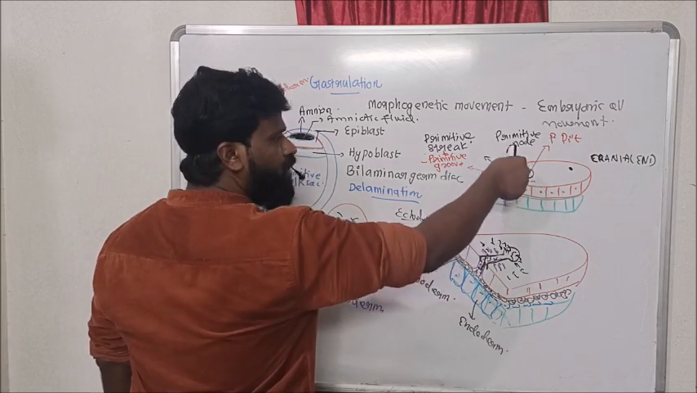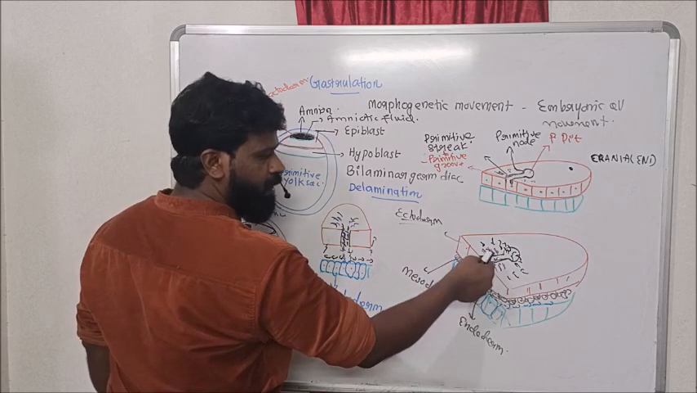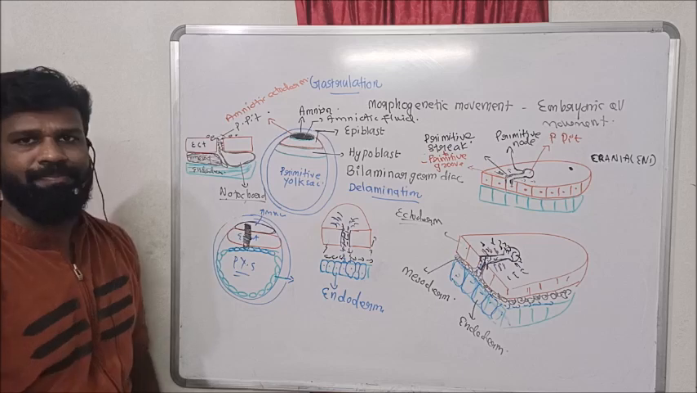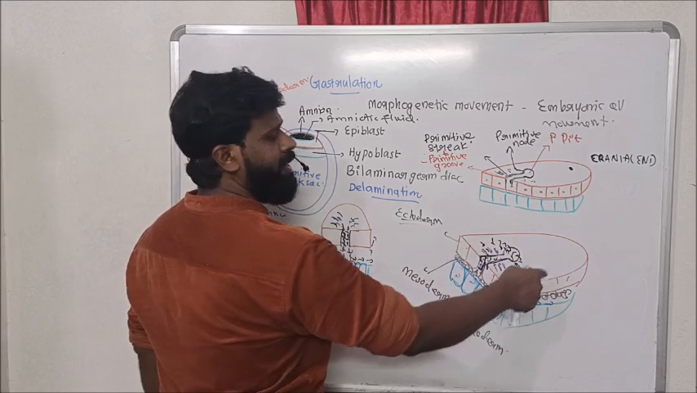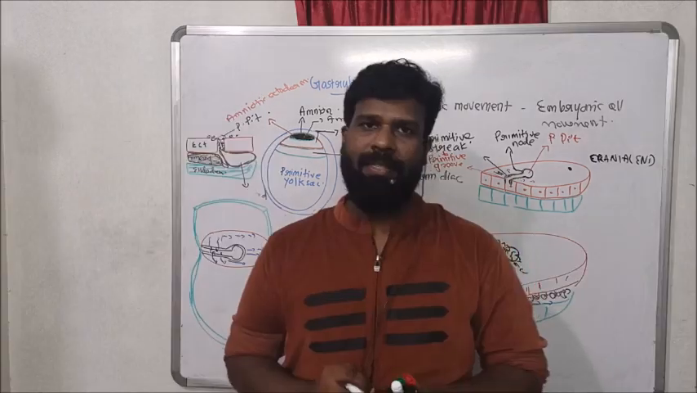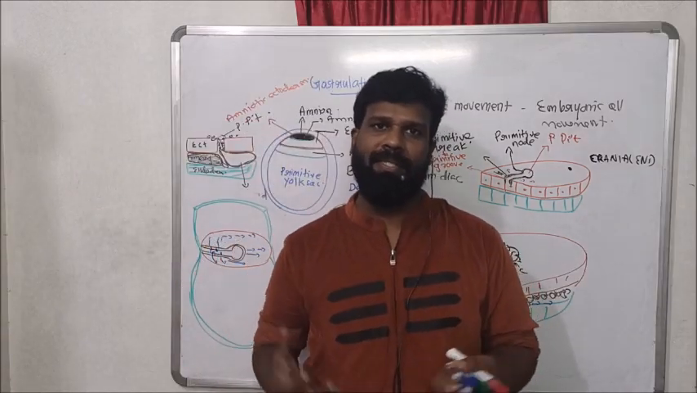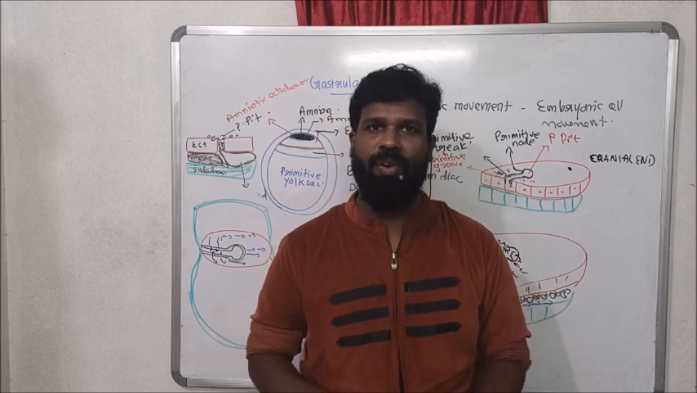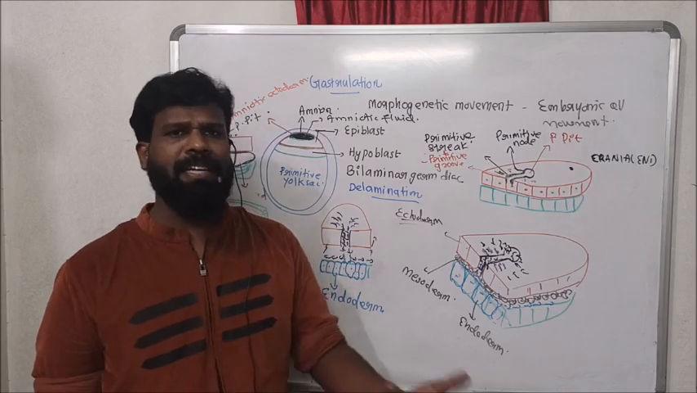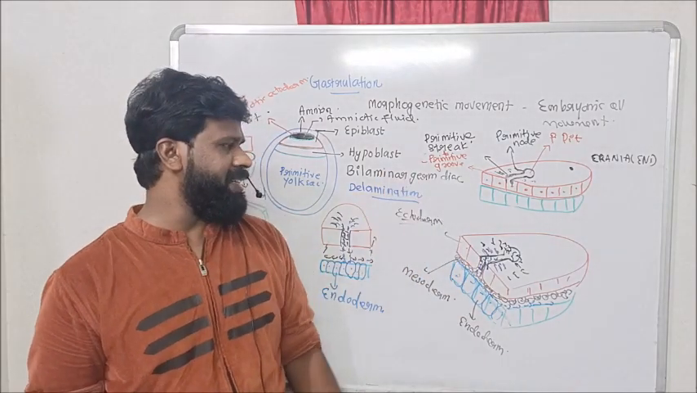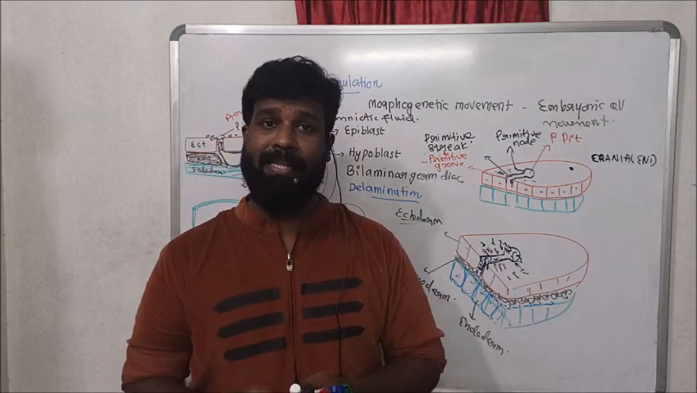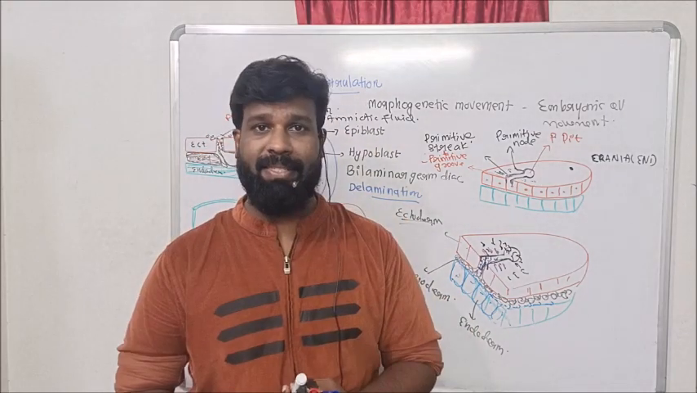The epiblast cells move down through the primitive groove, move to the side and move forward to form the mesoderm layer. Then the remaining epiblast becomes ectoderm. These are the three layers. This is the gastrulation process, the morphogenetic or embryonic cell movement called gastrulation. After gastrulation, three embryonic layers are formed: ectoderm, mesoderm and endoderm. These are called germ layers.